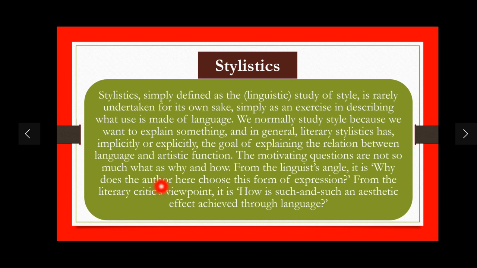So from the literary critic's point of view, how is important, and from the linguistic point of view, why is important, and there is rare concern with what, right? So we don't focus on what, we focus on why and how. Why, from the linguistic point of view: why certain structures are used or preferred over others. And how, from the literary critic's point of view: how certain structures are used to create an aesthetic effect in this literary text.